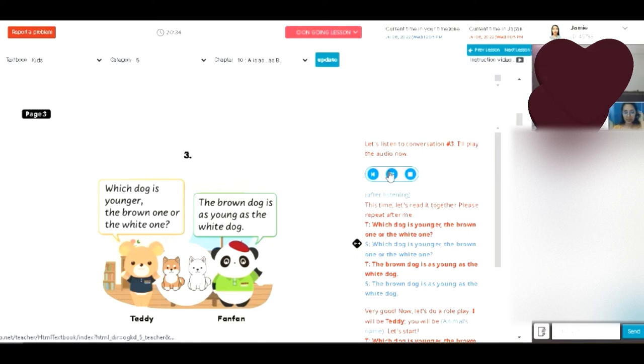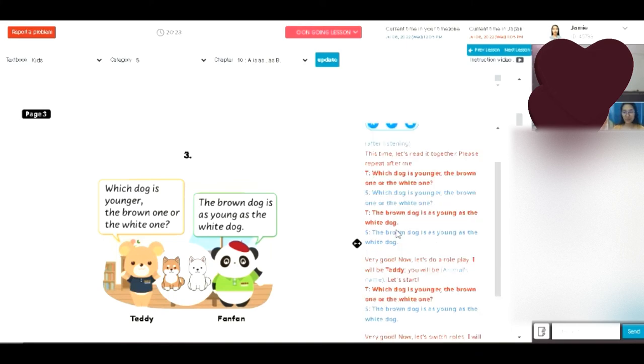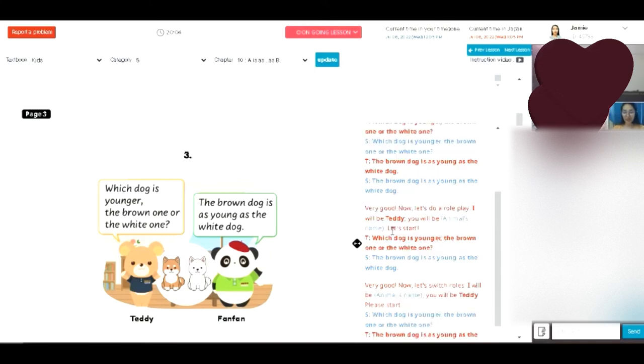Okay. Okay. Which dog is younger, the brown one or the white one? The brown dog is as young as the white dog. Which dog is younger, the brown one or the white one? The brown dog is as young as the white dog. Okay, one more time, one last time.